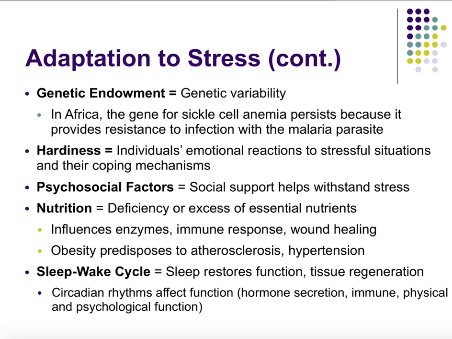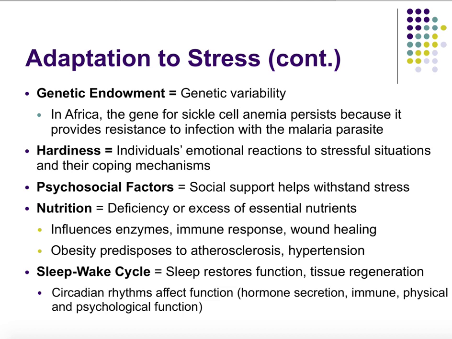And then we have nutrition. Nutrition is important because our body makes its proteins, its enzymes, its hormones, and all of these things with the foods that you bring in. So having a deficiency in anything can make you vulnerable, or having too much of bad types of things that you're bringing into your body can also make you vulnerable. For example, obesity. That's going to predispose you to things like atherosclerosis, hypertension. You're not going to adapt to stress as well.